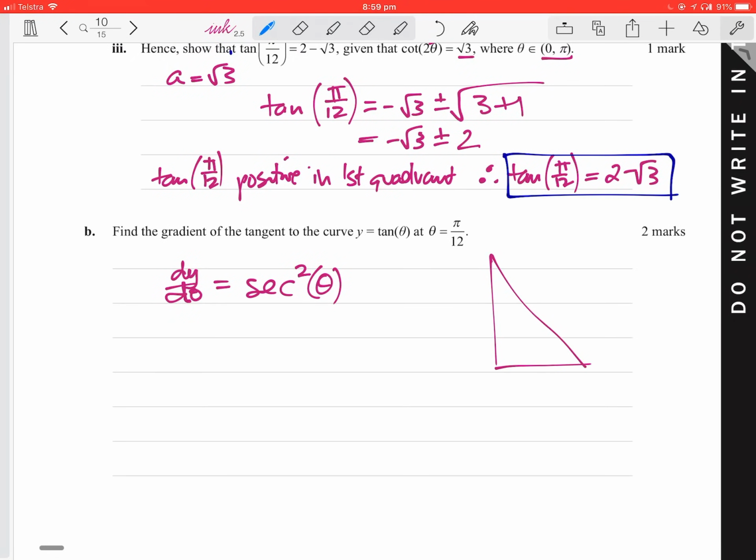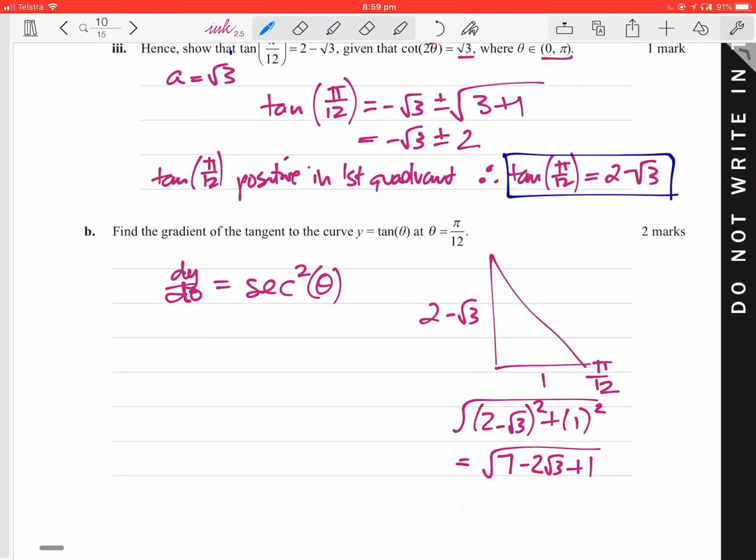We know there's pi on 12. We know that tan of pi on 12 is 2 minus root 3 on 1. What's 2 minus root 3 squared plus 1 squared, and then square rooted? That's going to be the square root of 4 plus 3 is 7, minus 2 root 3 plus 1, so it's going to be the square root of 8 minus 2 root 3. That's a square root of 8 minus 2 root 3.